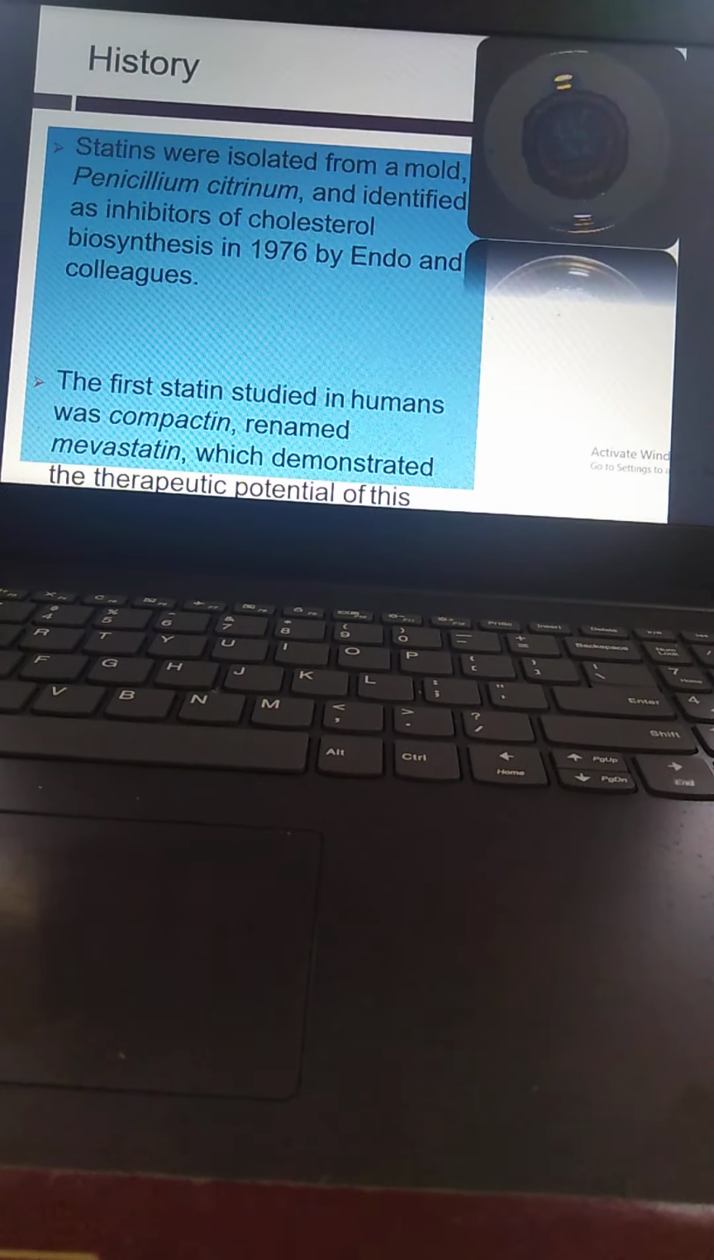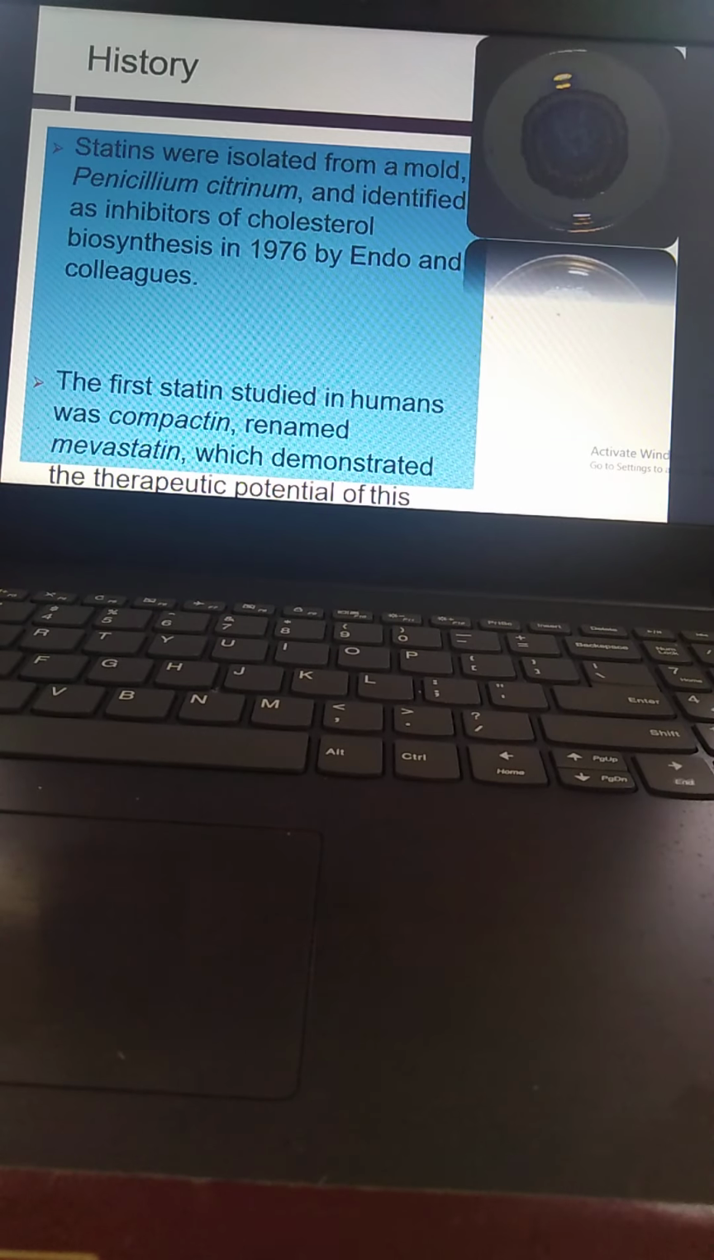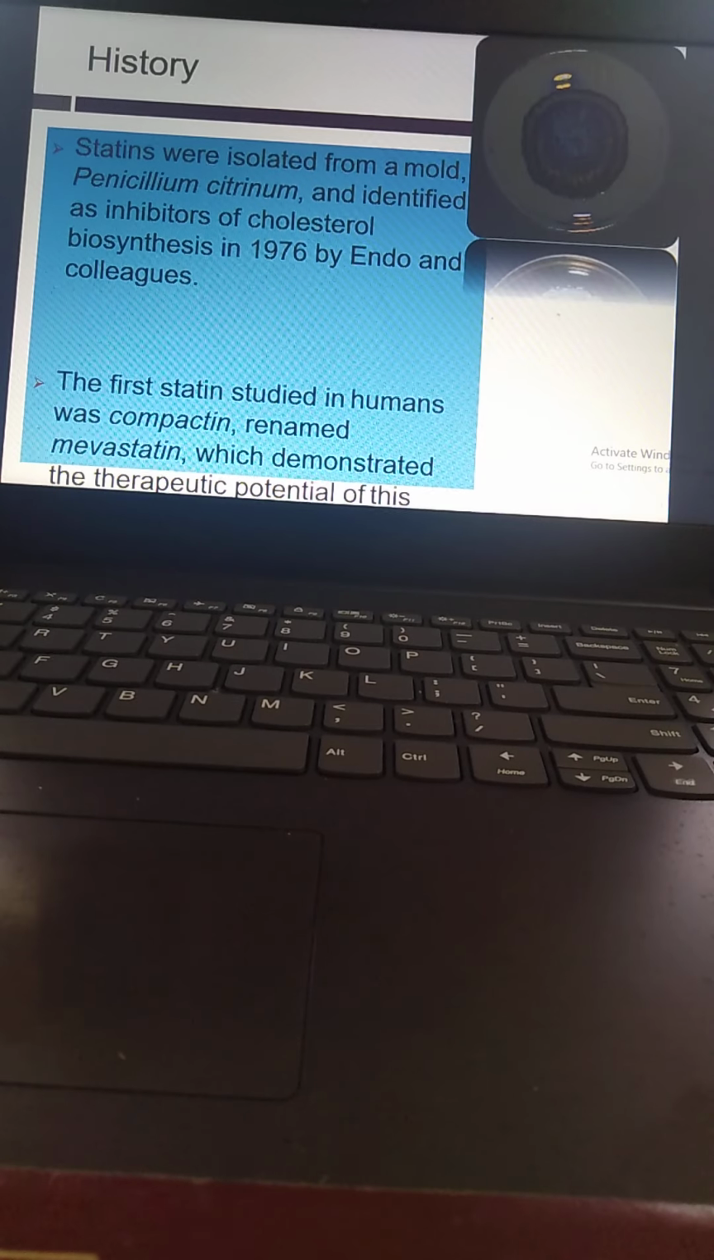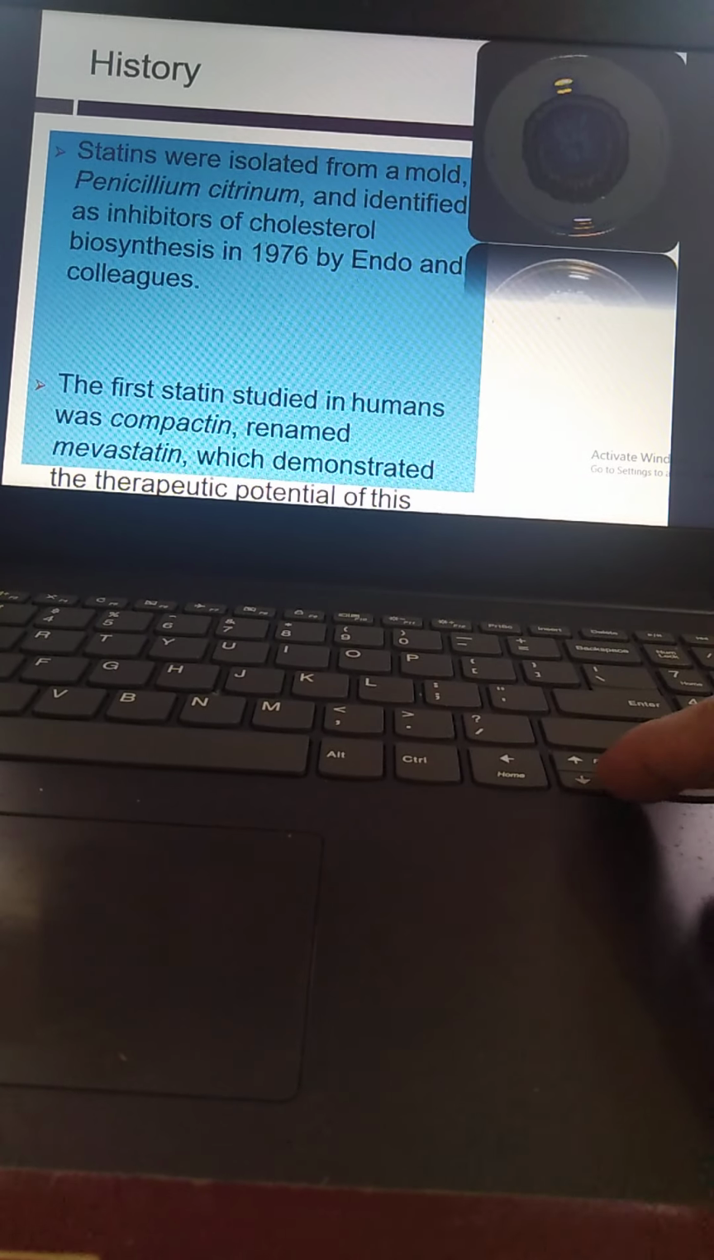Now, history. Statins were isolated from the mold Penicillium citrinum and identified as inhibitors of cholesterol biosynthesis in 1976 by Endo and colleagues. The first statin studied in humans was compactin, renamed mevastatin, which demonstrated the therapeutic potential of this drug. And then Alberts and colleagues at Merck developed the first statin approved for use in humans, lovastatin, formerly known as mevinolin, which was isolated from Aspergillus terreus.